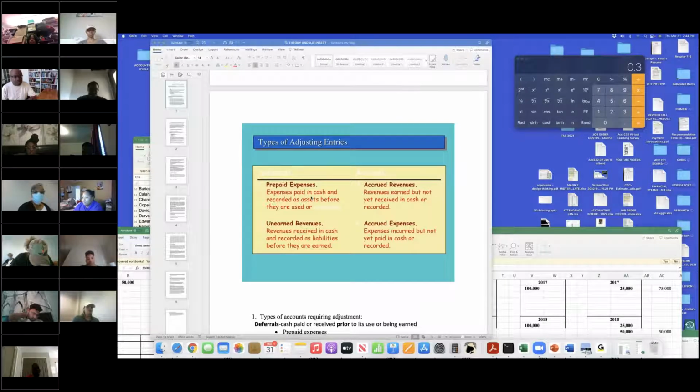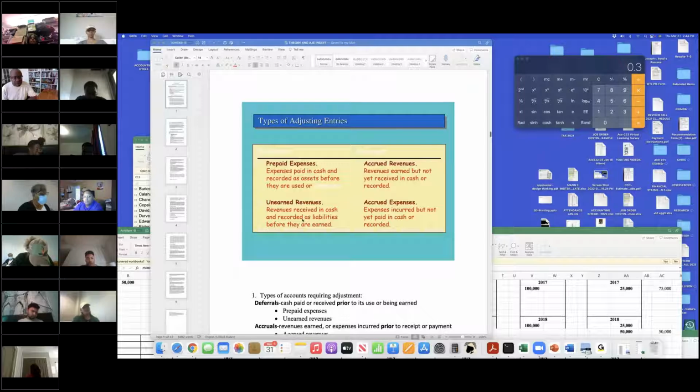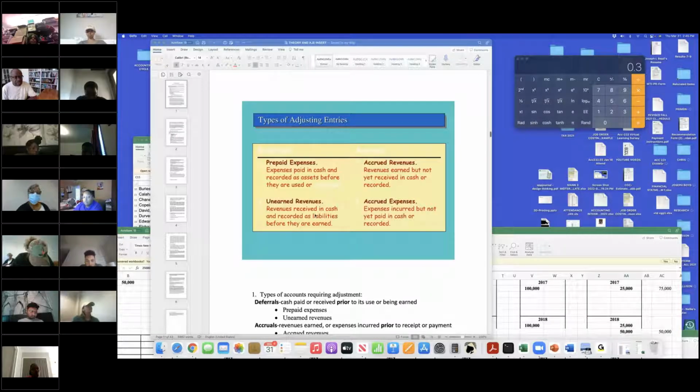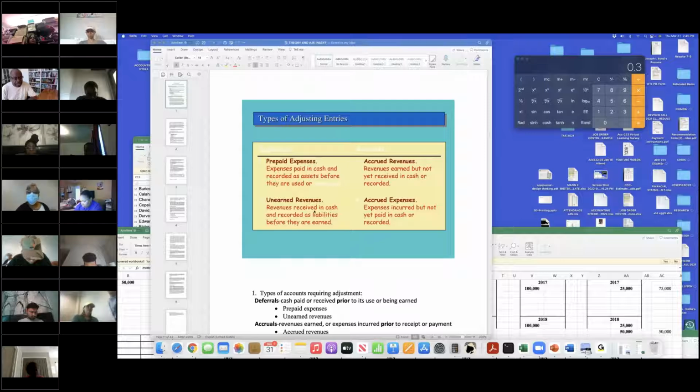Then we have unearned revenues, and unearned revenues are what? A situation where we get income in advance, before we perform the services. When we get the revenue, we're going to debit cash and credit unearned income. Unearned income is a liability account. When we perform the work, it moves from a liability account to the revenue, and we can then recognize the revenue, but we have not recognized the revenue until we perform the work.